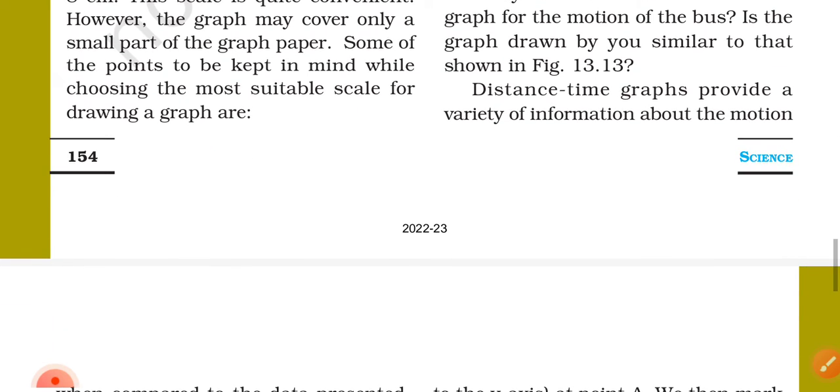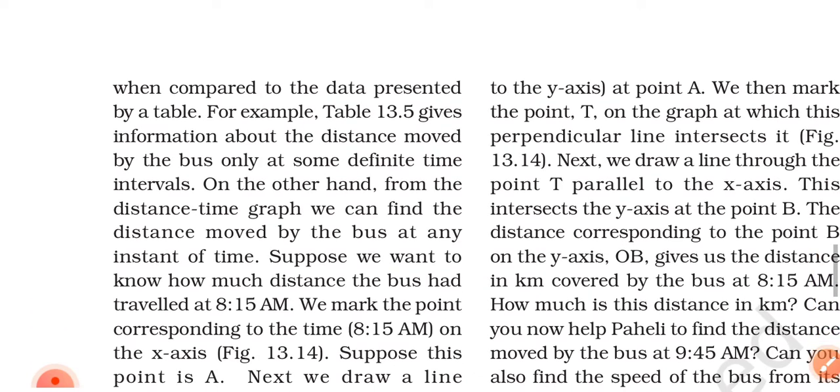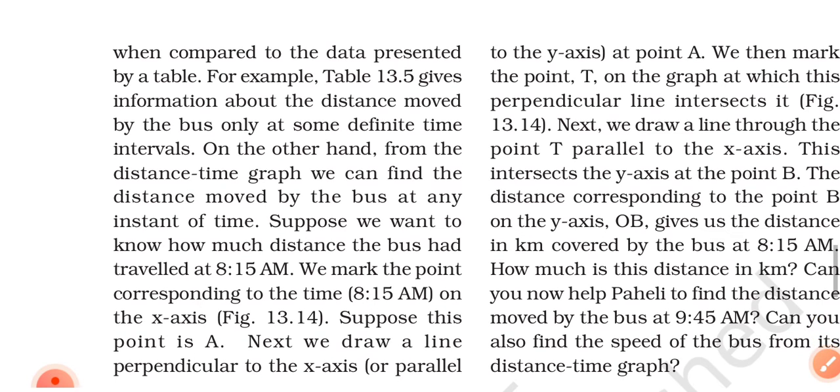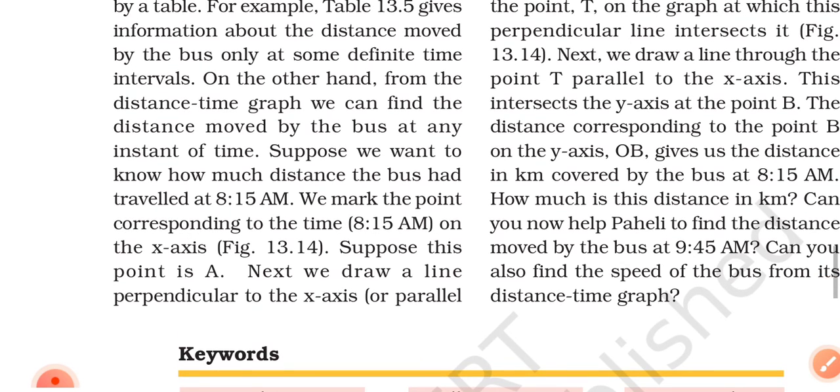Distance-time graphs provide a variety of information about the motion when compared to the data presented in a table. For example, table 13.5 gives information about the distance moved by the bus only at some definite time intervals. On the other hand, from the distance-time graph, we can find the distance moved by the bus at any instant of time. Suppose we want to know how much distance the bus had traveled at 8:15 am. We mark the point corresponding to the time 8:15 am on the x-axis, figure 13.14.